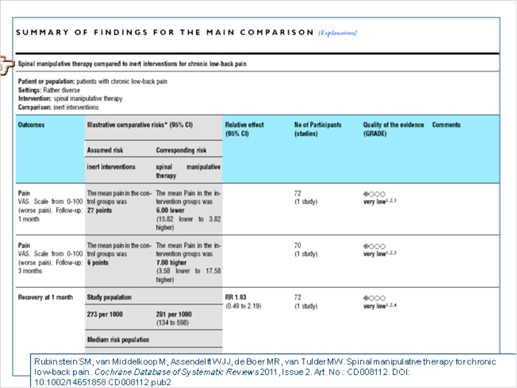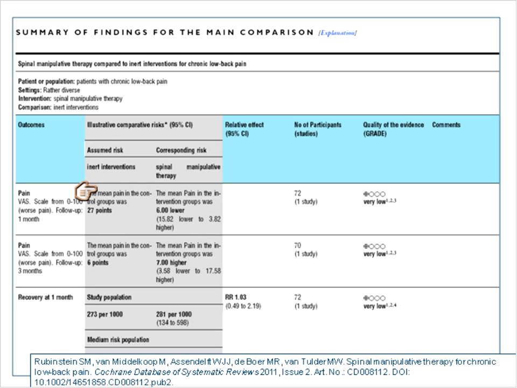So for this review, it's spinal manipulative therapy compared to some sort of inert intervention. So it's something that's a sham. It's something that was done but not actually meant to be effective for chronic low back pain. And so when you're assessing pain, they've provided you with the scale, the direction of how it's interpreted, and the follow-up time.